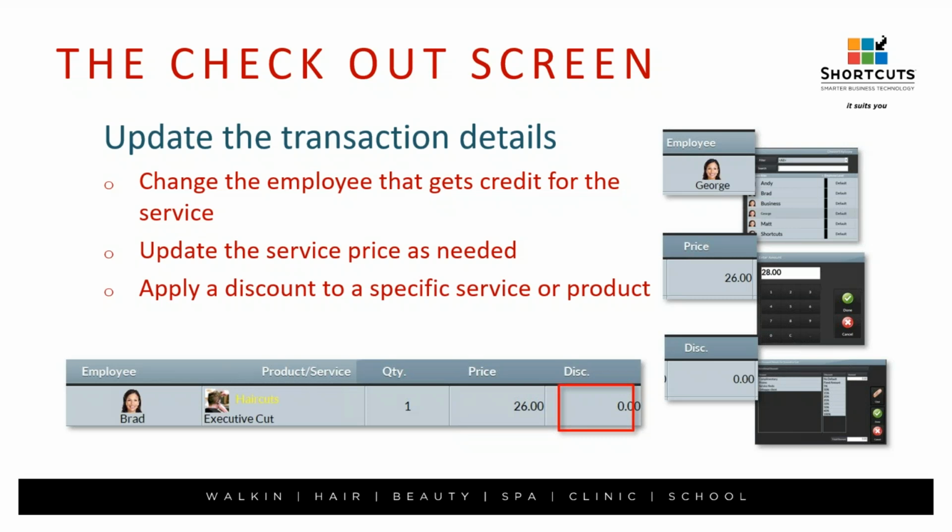Every time you're using these features, these functions in Shortcuts, it is being recorded by the system. So at the end of the day, the owner or the manager can run a report and say, who changed the employee that got permission for a service or that performed a service? Who changed the price for the service at the point of sale? Who gave a discount and how much was it worth? Everything is being recorded by the system. So there's no way that any employee can just make changes willy-nilly. Those are all protected by security and being recorded.